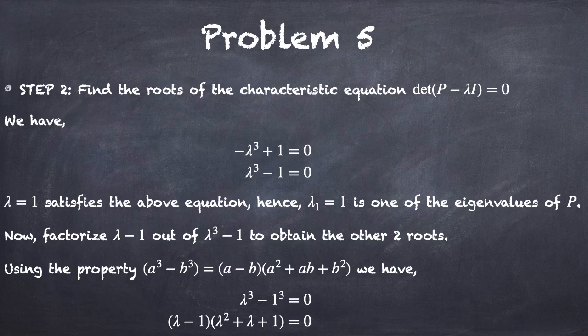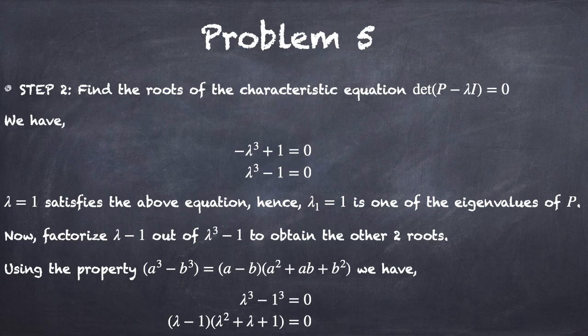So now you have two options. One option is to factorize lambda minus 1 out of lambda cubed minus 1 using the long division method. You can do that if you want to, but I used another property, a cubed minus b cubed. I used the general formula: a cubed minus b cubed equals a minus b times a squared plus ab plus b squared. Here I took a as lambda and b as 1. So I did this factorization and got lambda minus 1 times lambda squared plus lambda plus 1 equals 0.